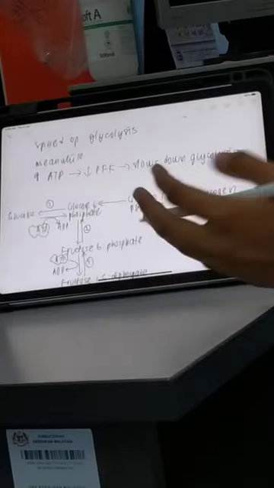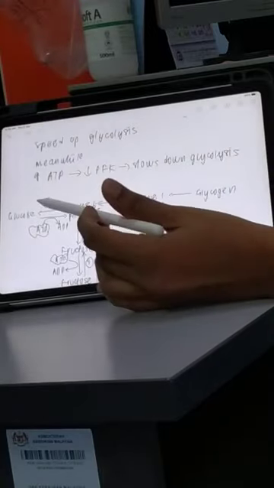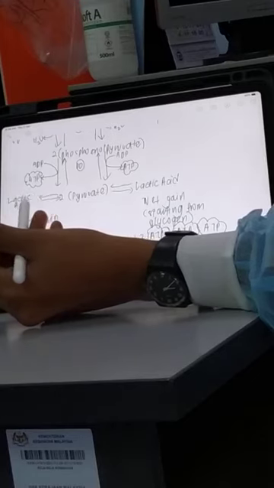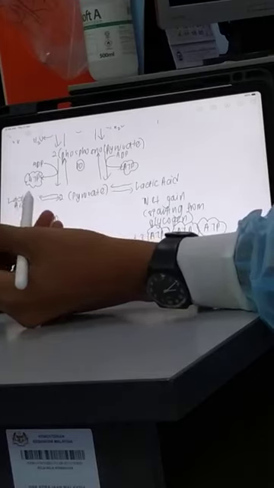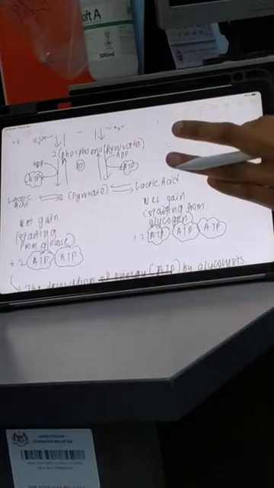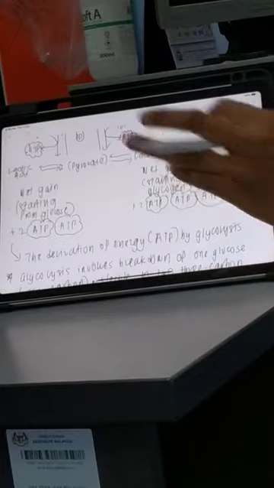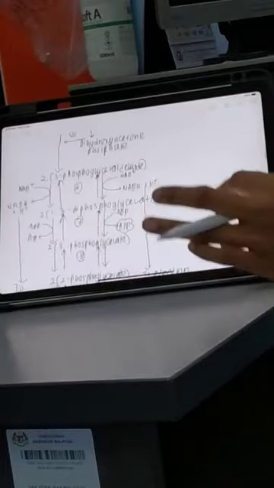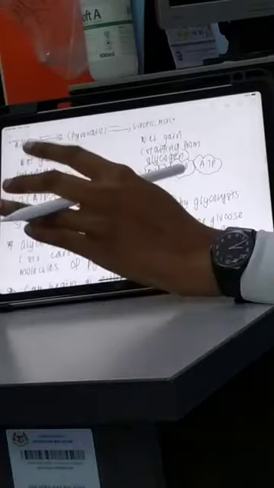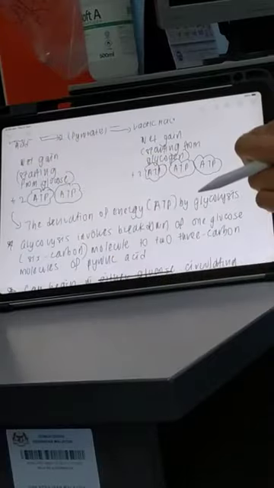So if you see the process from glycogen, how it goes to glucose and how it produces pyruvate, and in the end it will produce lactic acid. So this is without oxygen, so we call it anaerobic glycolysis. For all this process, the net gain of ATP, if the process starts from glucose, you can get only 2. If from glycogen, the ATP you can get is 3.